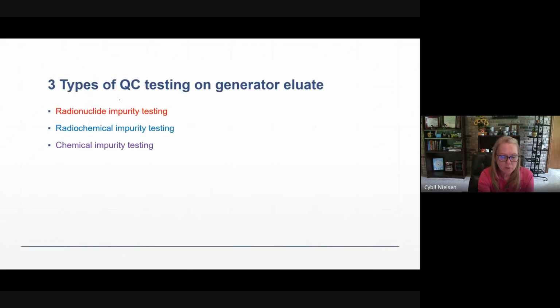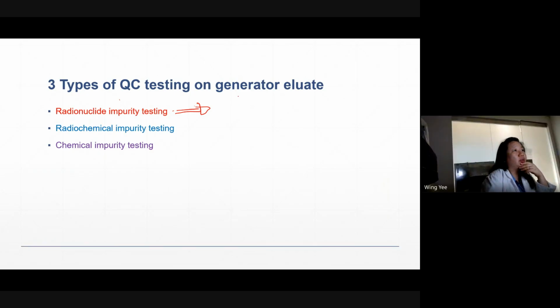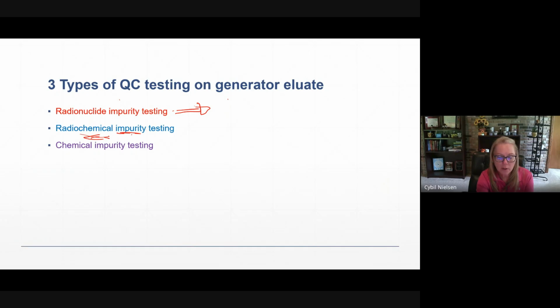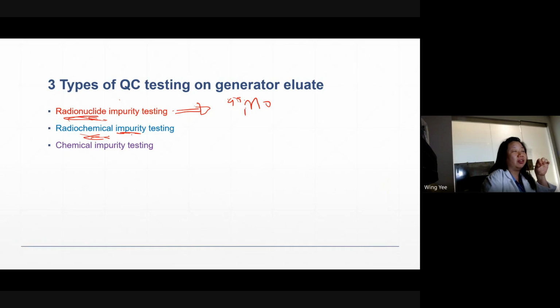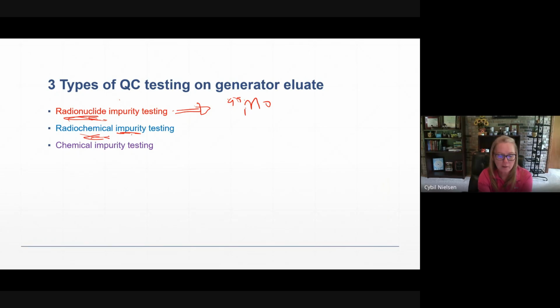All right, 3 tests we have to do on the generator. With radionuclide impurity testing, what is the radionuclidic impurity that we're testing for? Chromatography is going to be with the radiochemical impurity. The radionuclide impurity we're looking for is moly. We want to see if there's any moly. So with radionuclide impurity, you're looking for a radionuclide. It's divided by the Tech-99 on the bottom. Yes, microcuries of moly per millicurie of Tech.